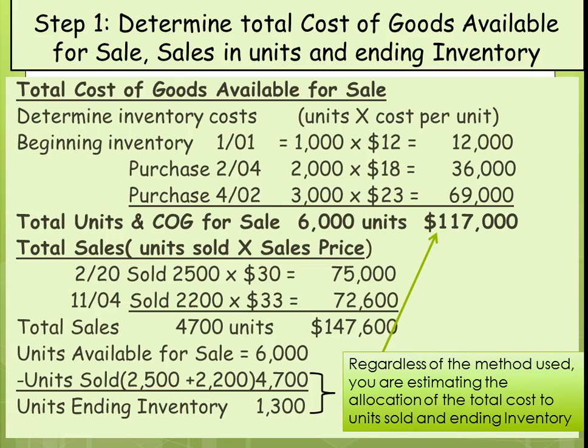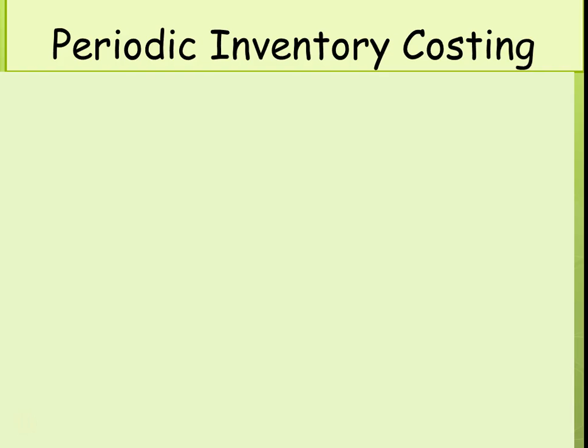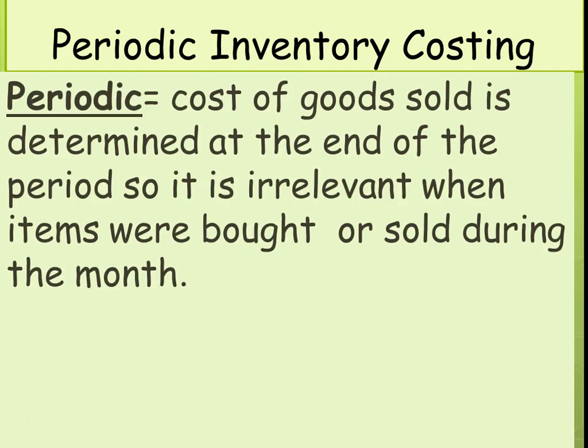Regardless of the method used, you're estimating the allocation of the total cost of $117,000 between units sold and ending inventory. And when you total those two amounts up, they should equal the 117. So remember to always do that whenever you go through the process. So, periodic: cost of goods sold is determined at the end of the month, and it's irrelevant when items were bought or sold.